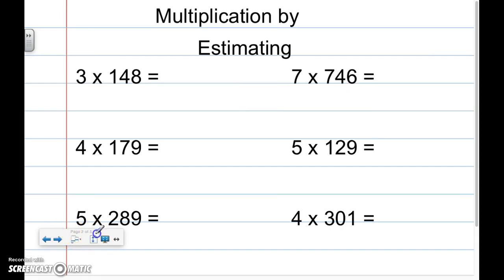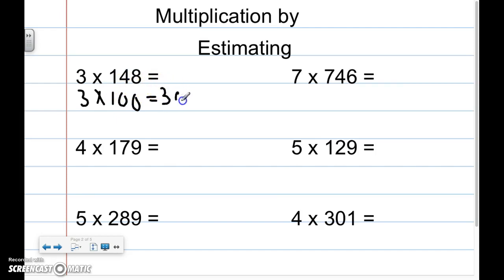So let's talk about multiplication by estimating, okay? So what I could do is I could do 300 times 100, okay? So 300 times 100, that's going to give me 30,000 because I do 3 times 1 and then I place these two zeros on the end. So that's a pretty easy way to do multiplication.